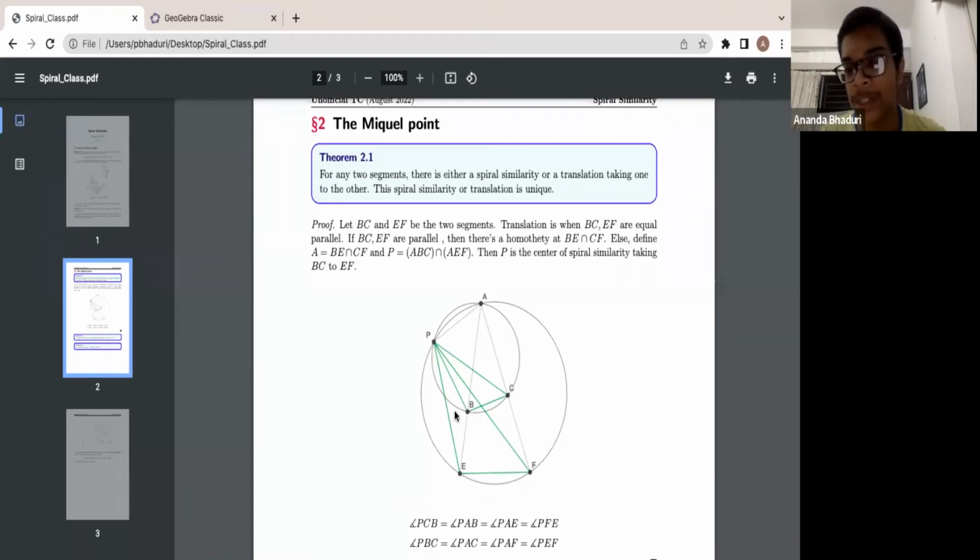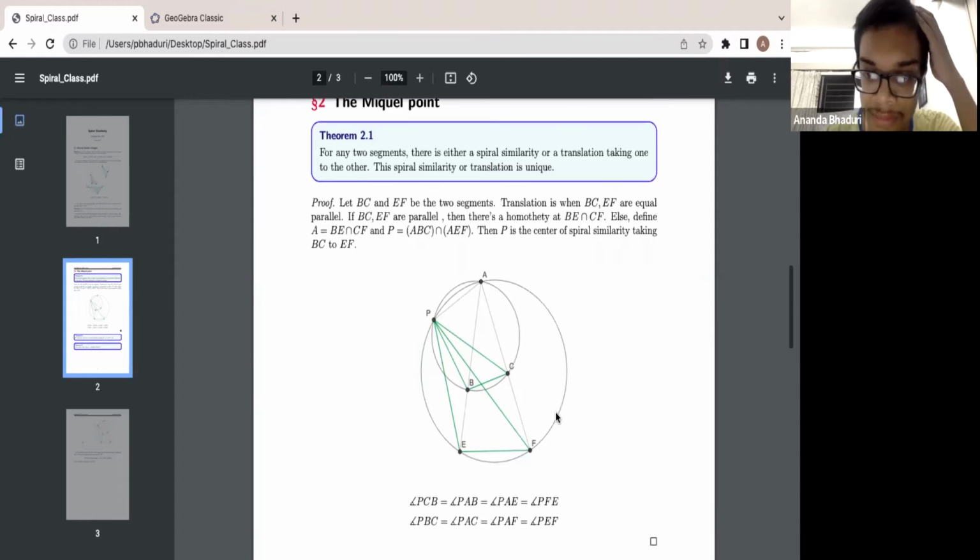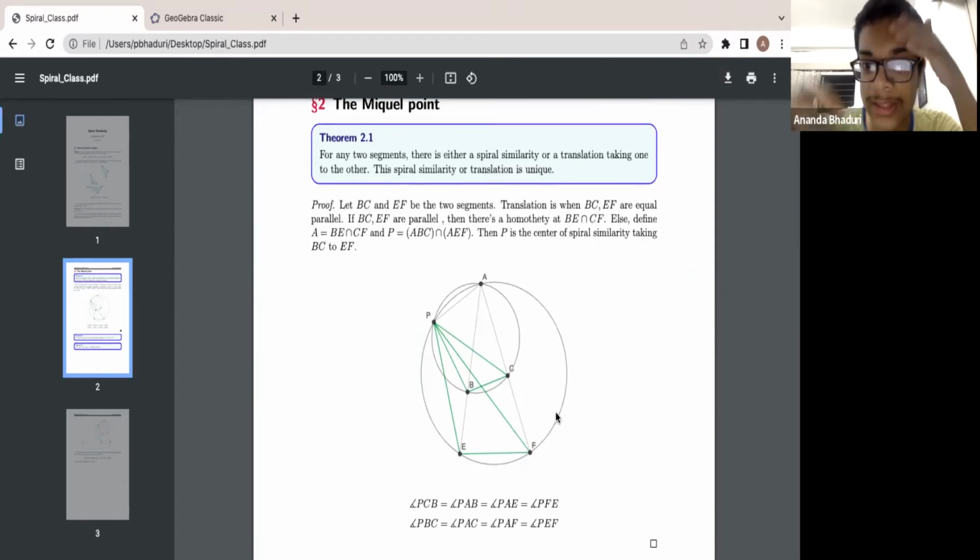That the center of the spiral similarity, which takes BC to EF, also takes BE to CF. It's the same thing, because taking BC to EF is equivalent to showing that triangles PBE and PCF are directly similar. But that is also equivalent to triangles PBC and PEF being directly similar. Does that make sense?